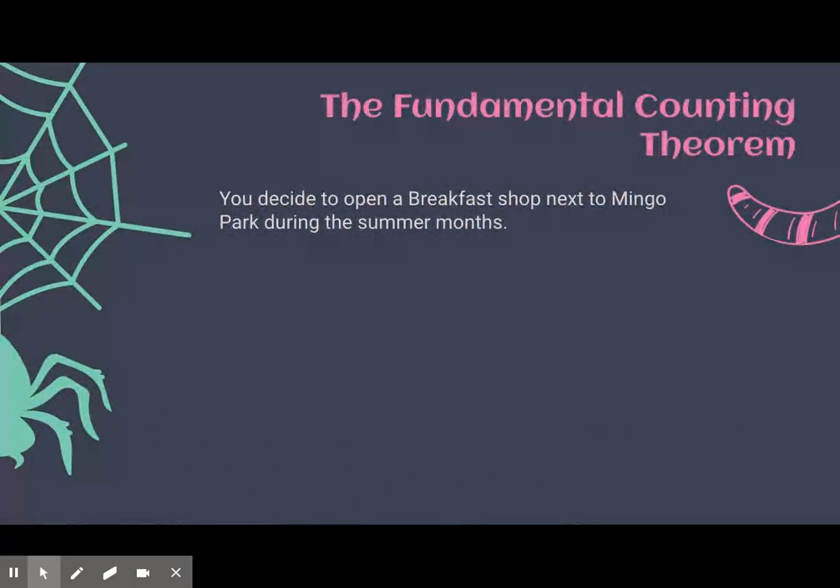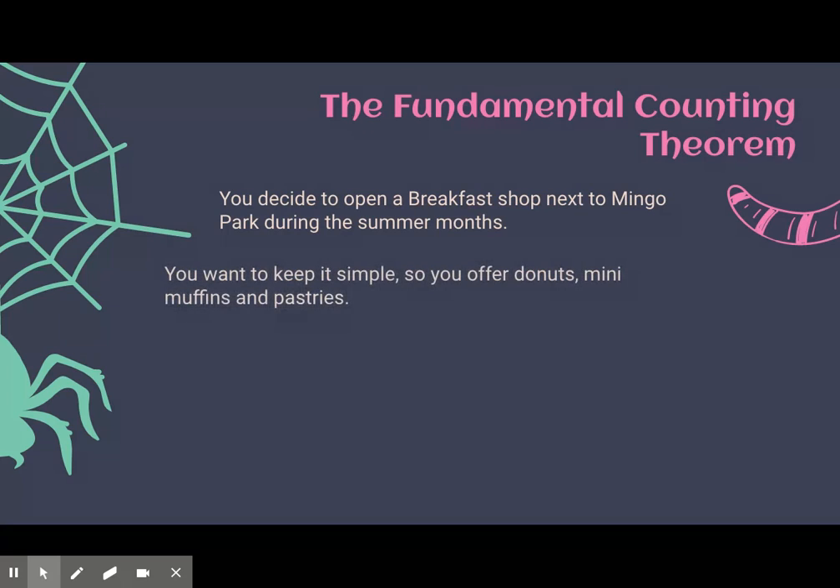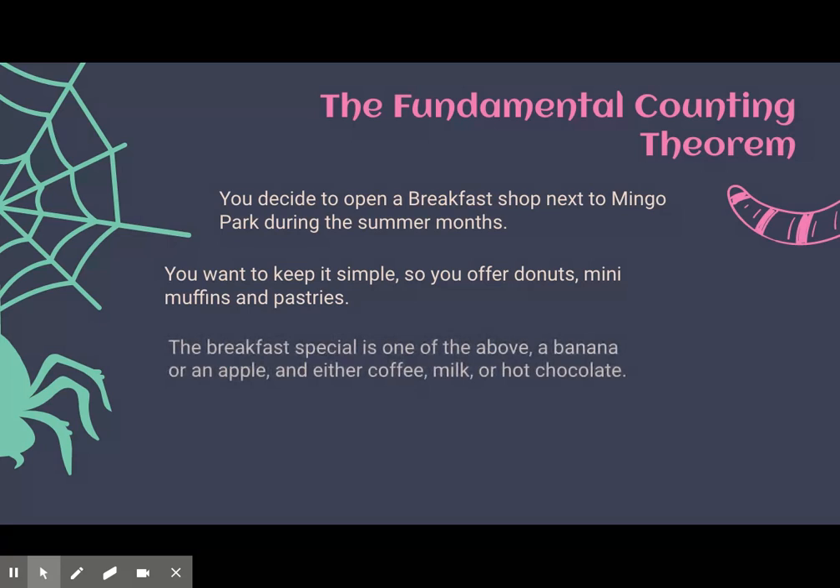Let's say, however, that we have different numbers of outcomes. So this is where the fundamental counting theorem comes in. This is also called the counting rule or the multiplication rule. So let's say you decide to open a breakfast shop next to Mingo Park during the summer months. You want to keep it simple, so you offer donuts, mini muffins, and pastries. The breakfast special is one of the above, a banana or an apple, and either coffee, milk, or hot chocolate. How many different combinations are there?